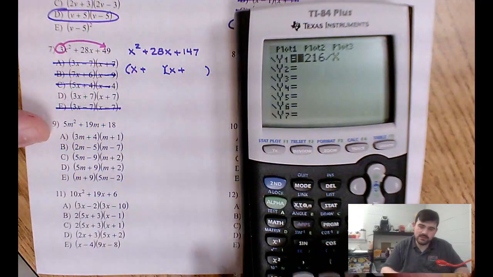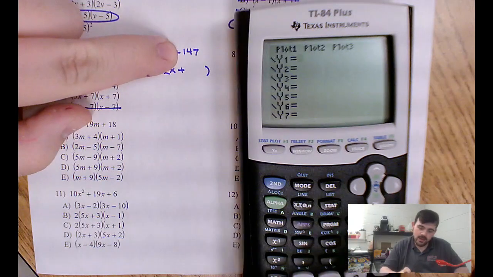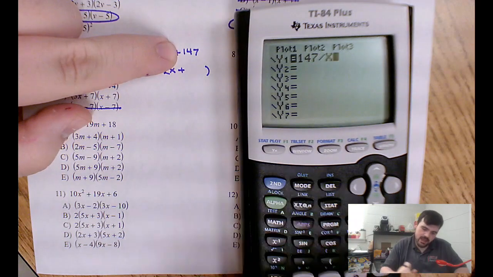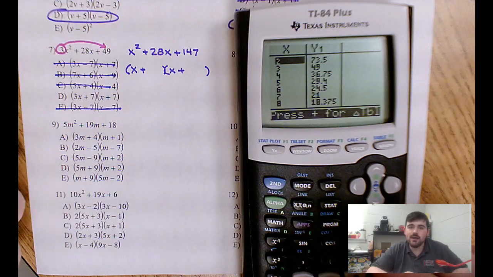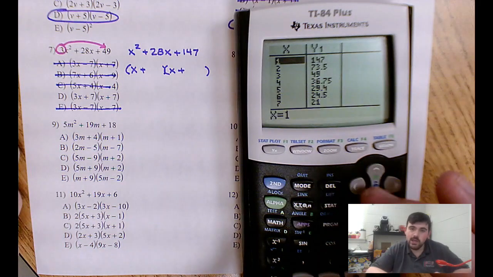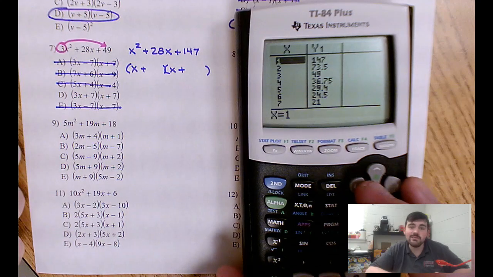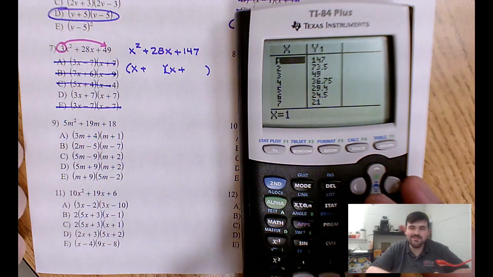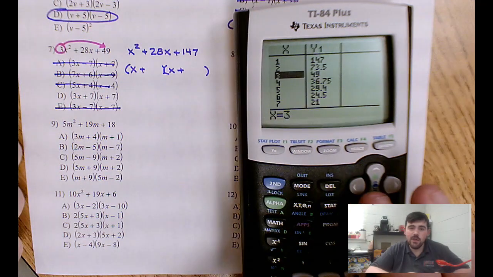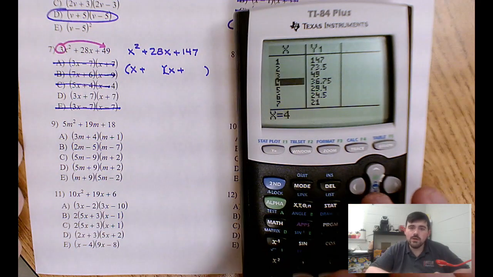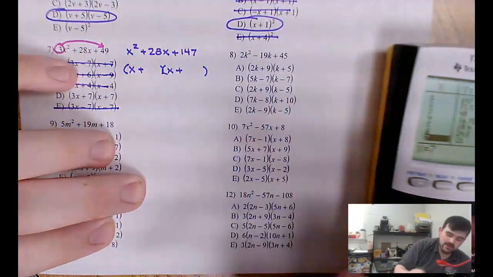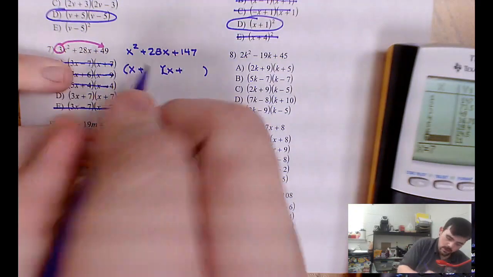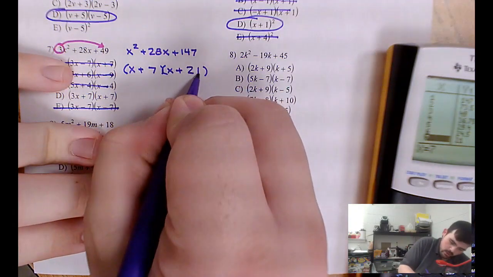We're going to go to y equals and type in the value of c, 147, divided by x. Then go to your table. Here we've got every possible pair of numbers that multiplies to 147. So we just need the pair that also adds to 28. So 1 and 147 make 148. 2 has a decimal. 3 and 49 make 52. 4, 5, and 6 all have decimals. 7 and 21, those numbers add to 28. So I know the factors of x squared plus 28x plus 147 are x plus 7 and x plus 21.